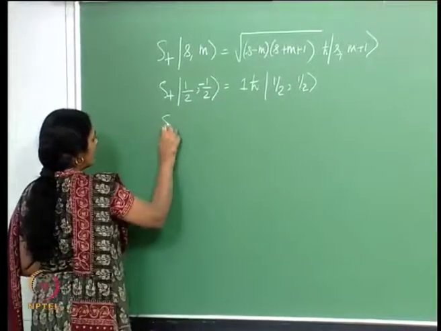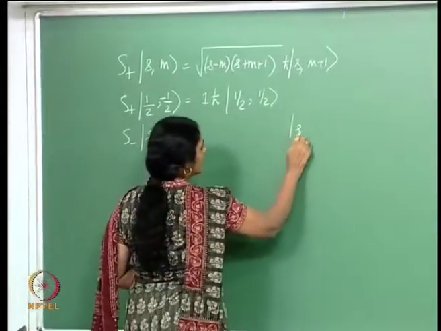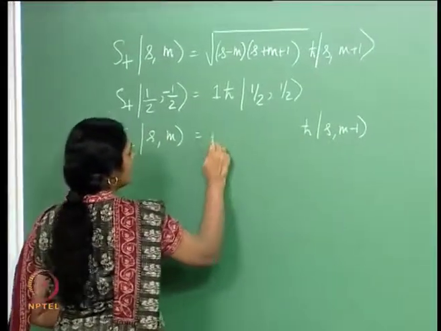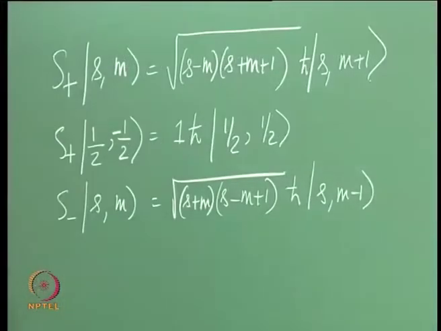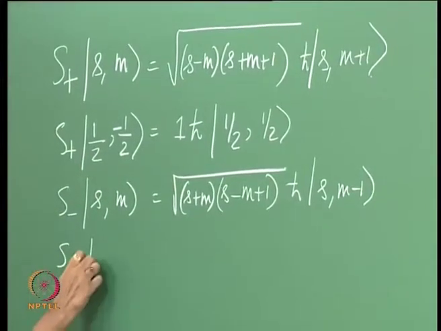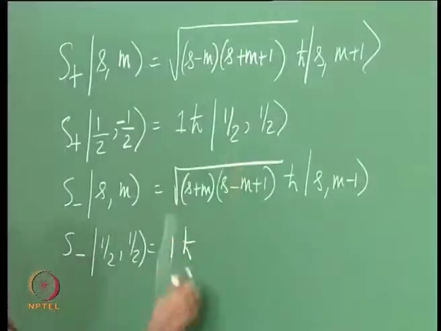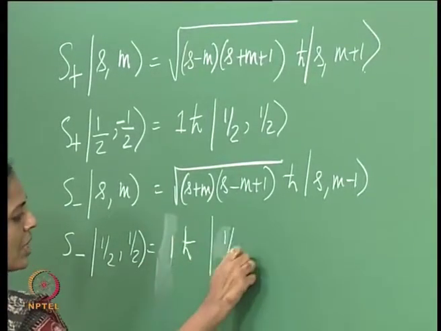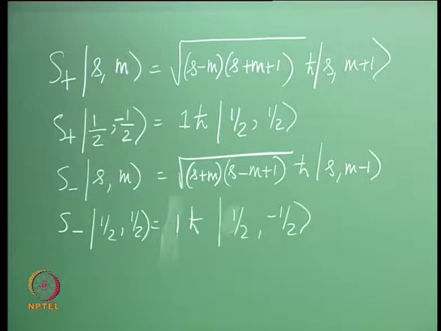Now, similarly, S minus acts on a state given by the labels S comma m, takes it to the state S comma m minus 1 with a coefficient which is root of S plus m times S minus m plus 1. And therefore, in our example, S minus acting on the state half half will take it to this coefficient which really turns out to be 1 H cross times S comma m minus 1, which is half minus half. This is true even for the 3 level atom, and this is a general expression which can be derived from the angular momentum algebra.